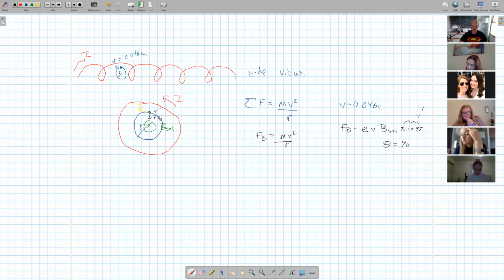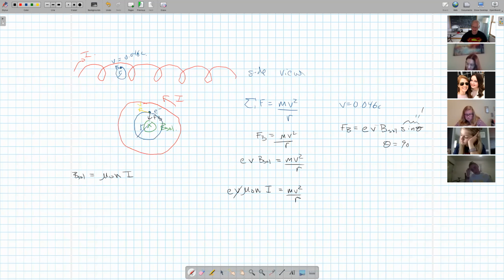So this says that we can write this as the charge of the electron times the velocity times the magnetic field from the solenoid is all equal then to mv squared divided by r. Now, since we know the magnetic field is from the solenoid, we know that the magnetic field of the solenoid is equal to mu naught times little n times the current. So let's substitute that in. So this is going to become the charge times the velocity times mu naught times n times the current must then be equal to mv squared divided by r.